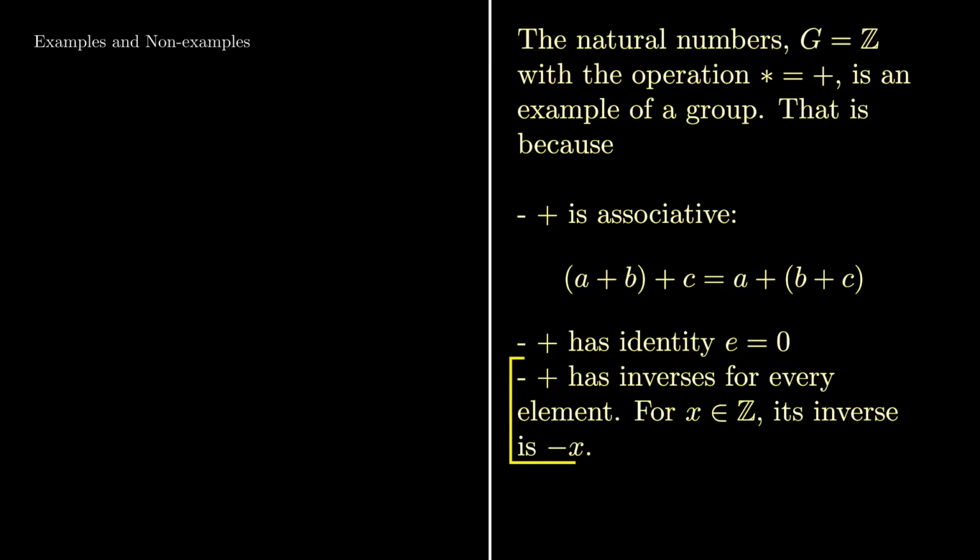Next, we check that every element has an inverse, and so for any given integer, its negative, or multiplying by -1, is the additive inverse. So yes, every element of this set with this operation has an inverse. And that is it. That is the confirmation that this is an example of a group.